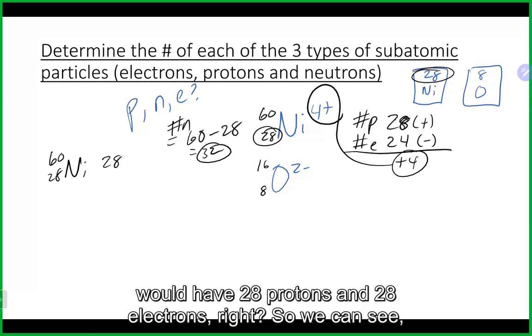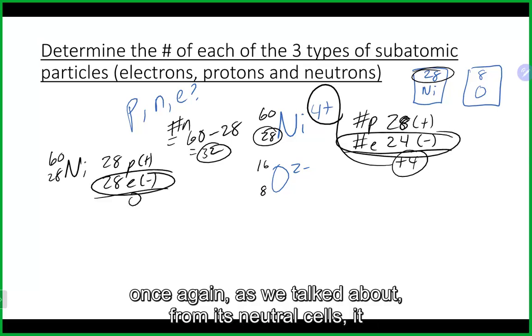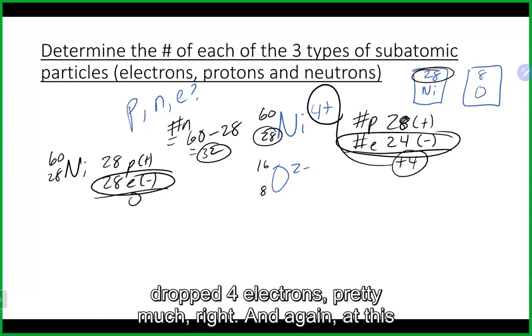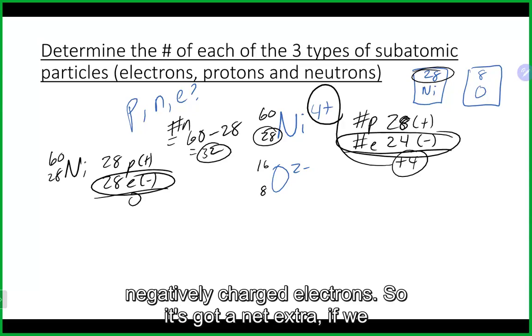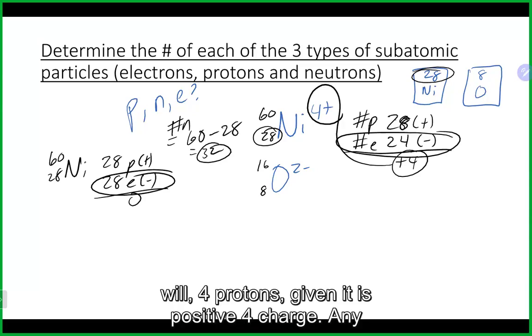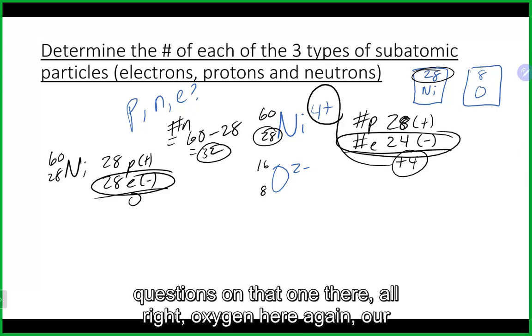In contrast, neutral nickel would have 28 protons and 28 electrons. So we could see once again, as we talked about, from its neutral self, it dropped 4 electrons. At this point, it now has more protons, which are positive, than negatively charged electrons. So it's got a net extra, if you will, 4 protons, given its +4 charge. Any questions on that one?